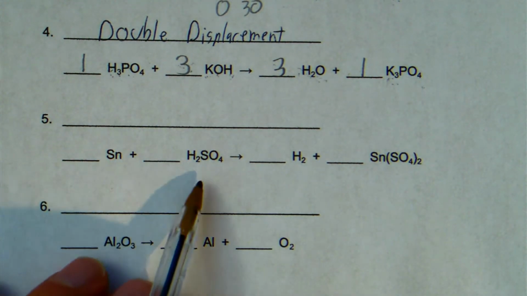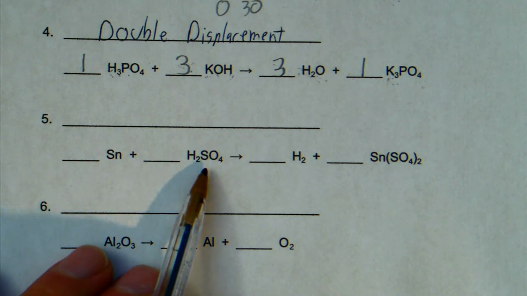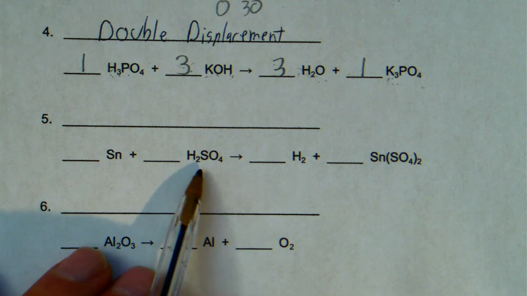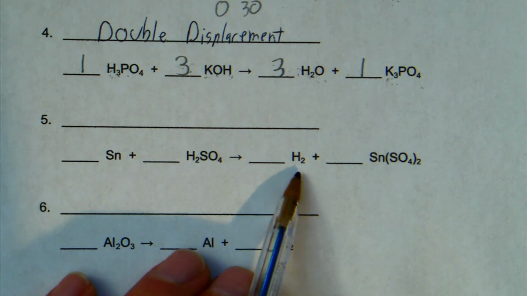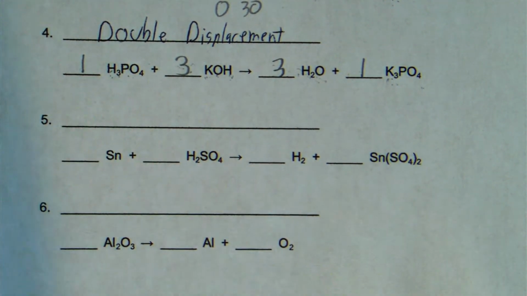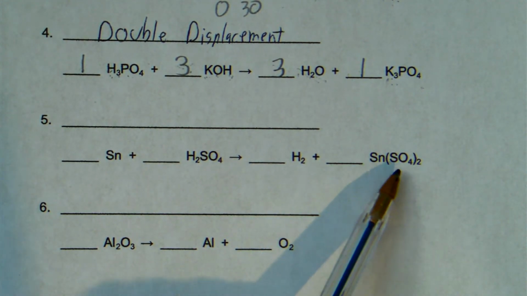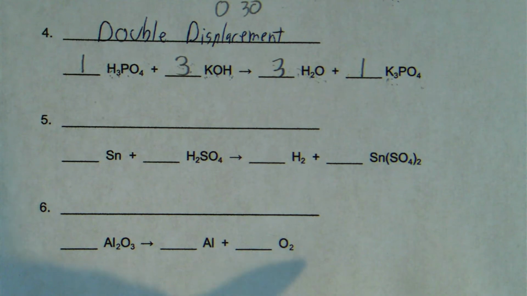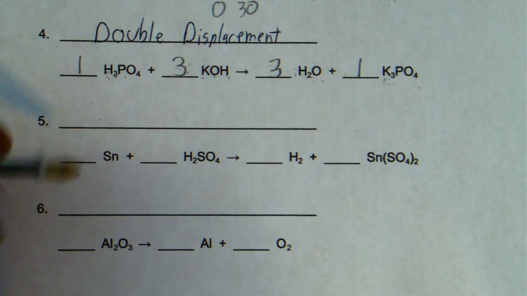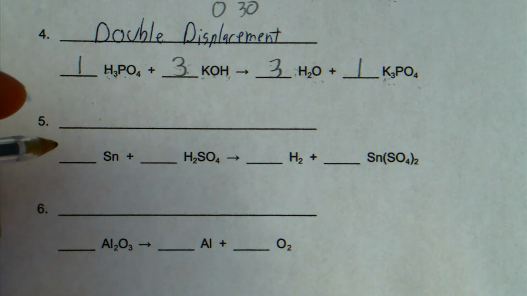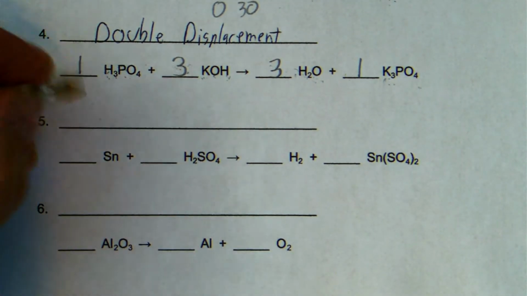Tin plus hydrogen sulfuric acid, I suppose, yields hydrogen gas and tin 2, tin 1 sulfate. Suppose it's tin 1. All right, well, I would view this as a single displacement reaction.